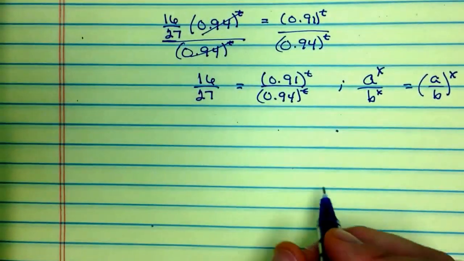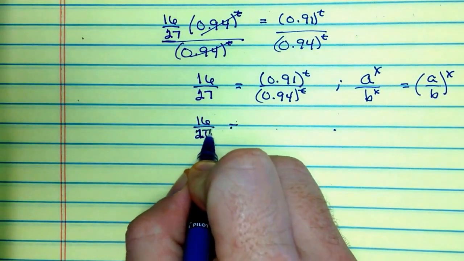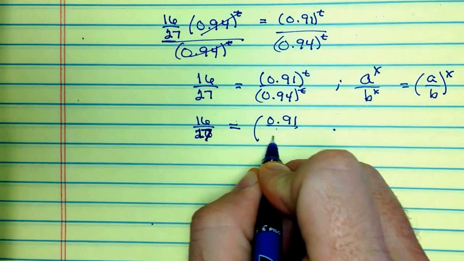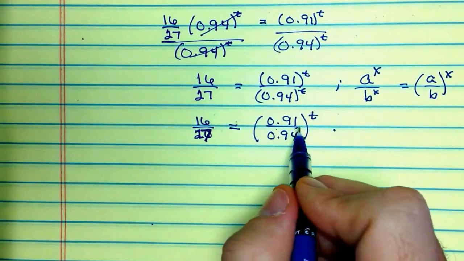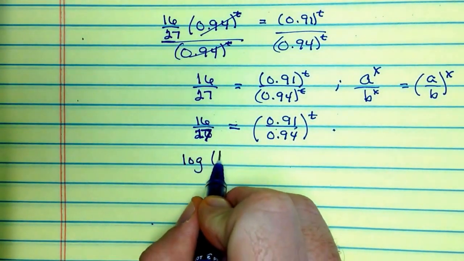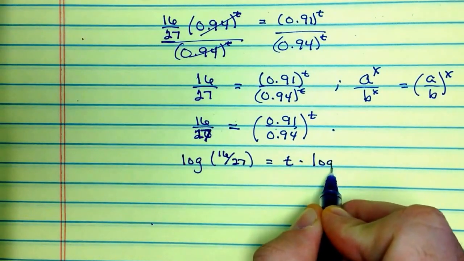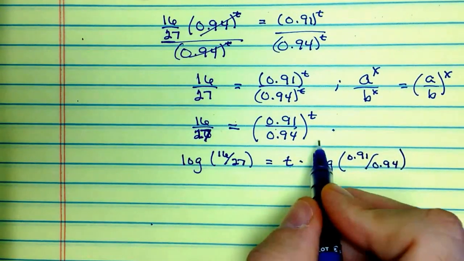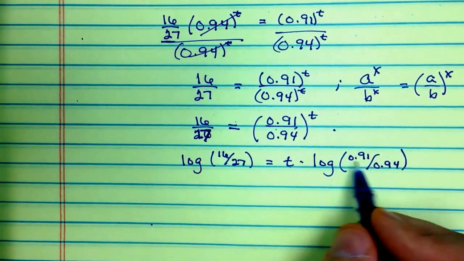So this is going to be 16 over 27 equals 0.91 divided by 0.94 to the T. Now that I have just one exponent, I can apply logs. So log of 16 divided by 27 equals T times log of 0.91 divided by 0.94. After I applied log, I used one of those rules. And now we just divide by this number.